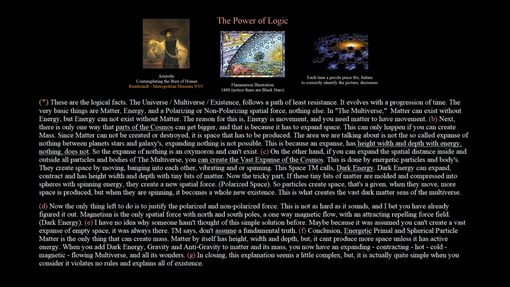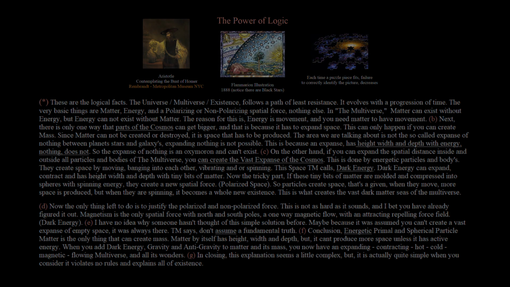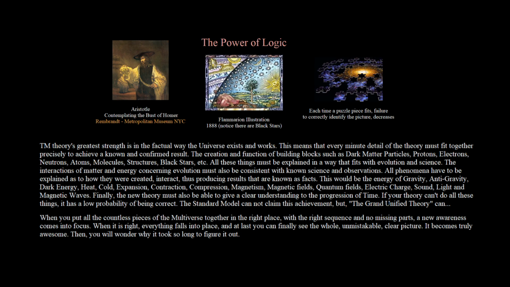In closing, this explanation seems a little complex, but it is actually quite simple when you consider it violates no rules and explains all of existence. TM theory's greatest strength is in the factual way the universe exists and works. This means that every minute detail of the theory must fit together precisely to achieve a known and confirmed result. The creation and function of building blocks such as dark matter particles, protons, electrons, neutrons, atoms, molecules, structures, black stars, etc. All these things must be explained in a way that fits with evolution and science.